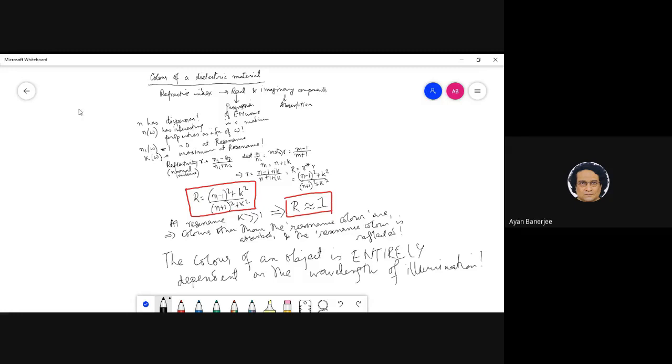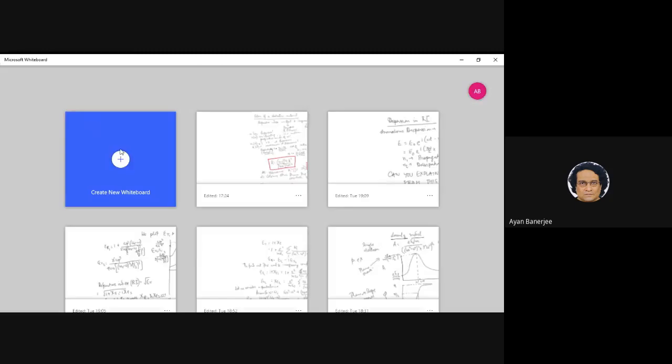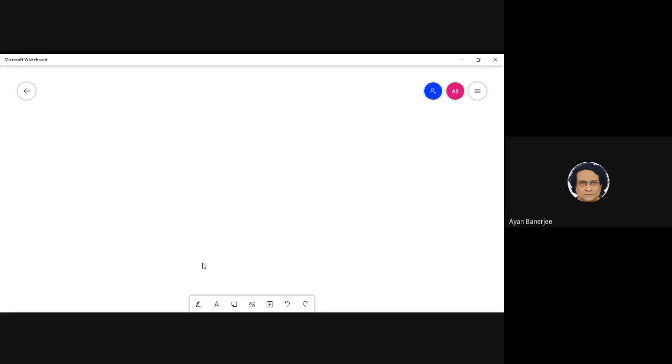Okay, so let us move to... Sir, I have a question. Yeah, tell me. Sir, it's not very clear why at resonance you have both absorptance and the reflectance maximized. You can only maximize one of the two things, right? Because the total is constant. The reflection plus absorption plus transmittance.